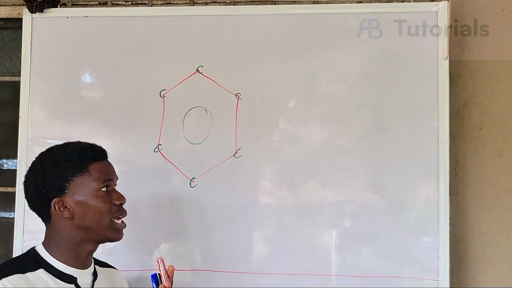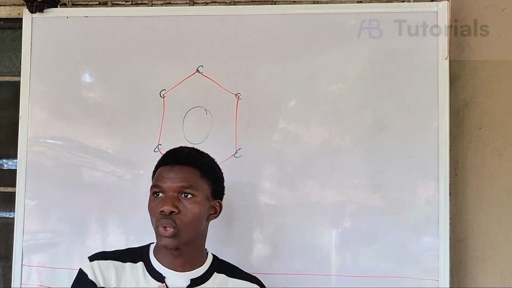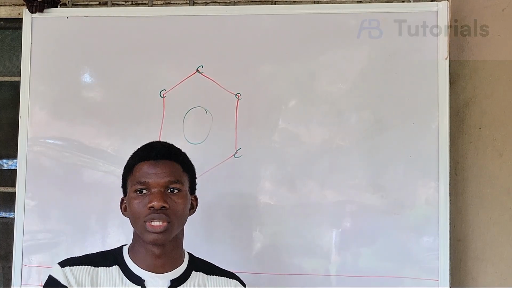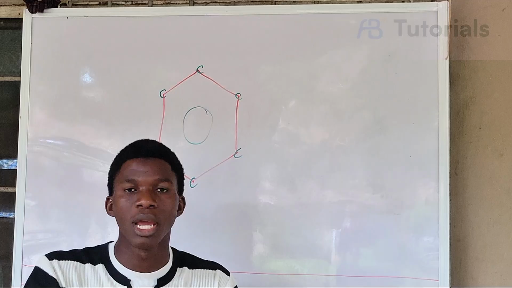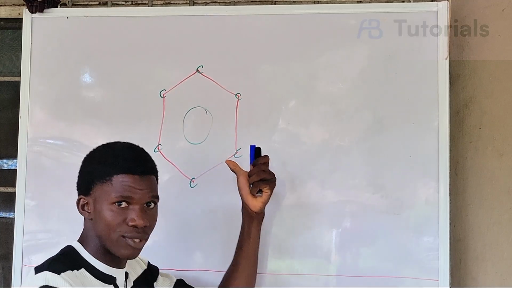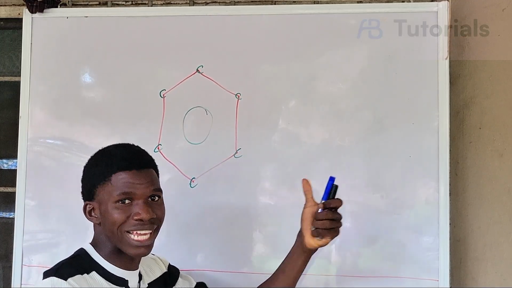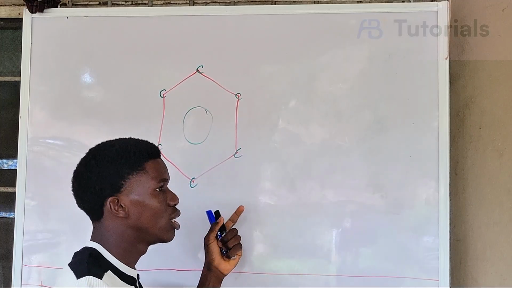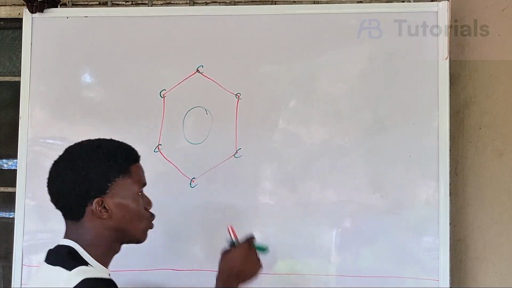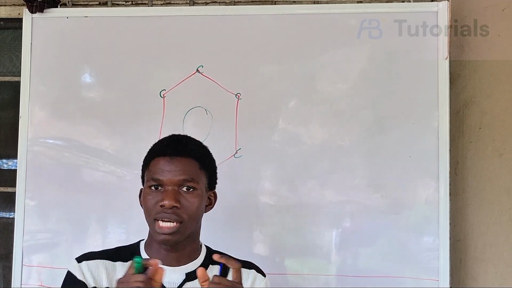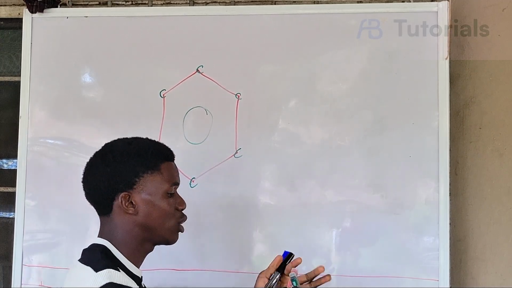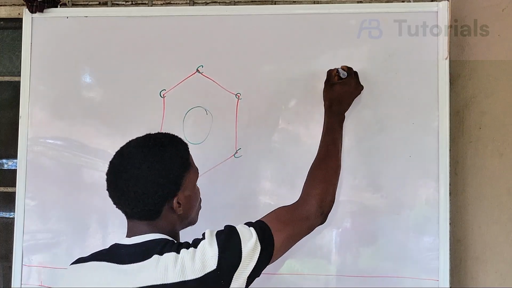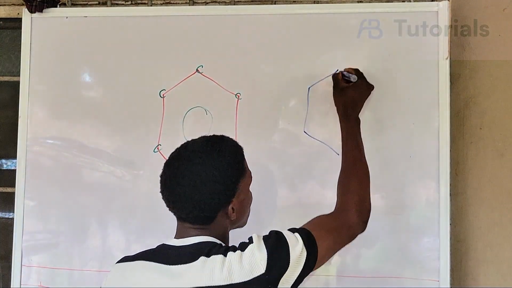Now after benzene, the next thing you need to know is what we call pyridine, not pyrimidine now. So what is pyridine? Pyridine is also a benzene ring. It also looks like a benzene, but the only difference between them is that in pyridine, one nitrogen has replaced one of the carbons in the benzene ring. In pyridine, one of the carbons has been replaced with a nitrogen. So we also have something like this.